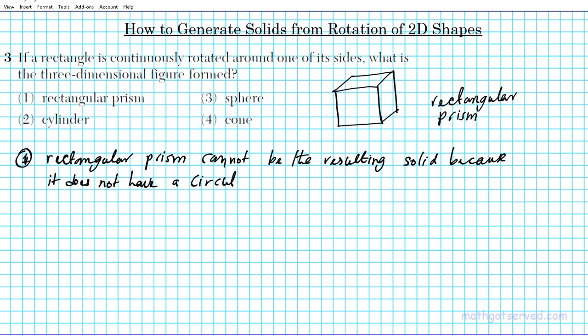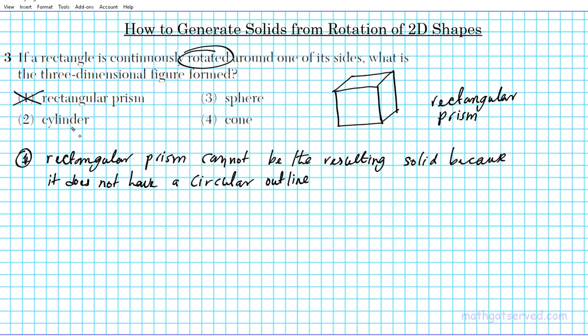Why are we talking about circular outlines? Because we're talking about rotation. If you rotate any shape to create a solid, it's going to have a circular outline of some sort. Okay, so this has absolutely no circular outlines. It's all straight. So that tells us that it's automatically eliminated.